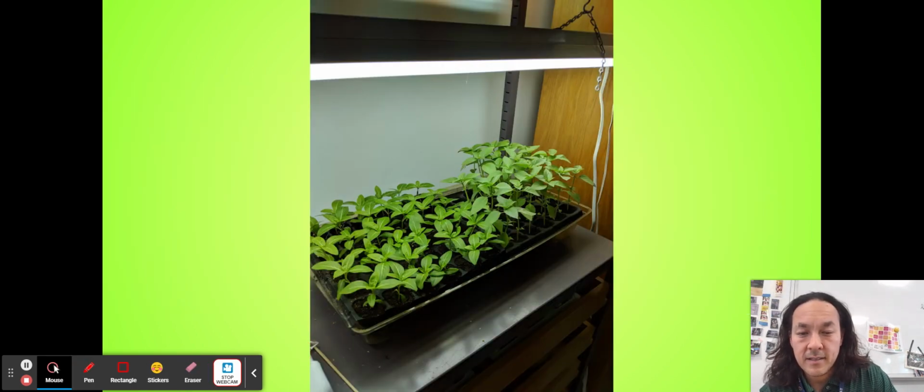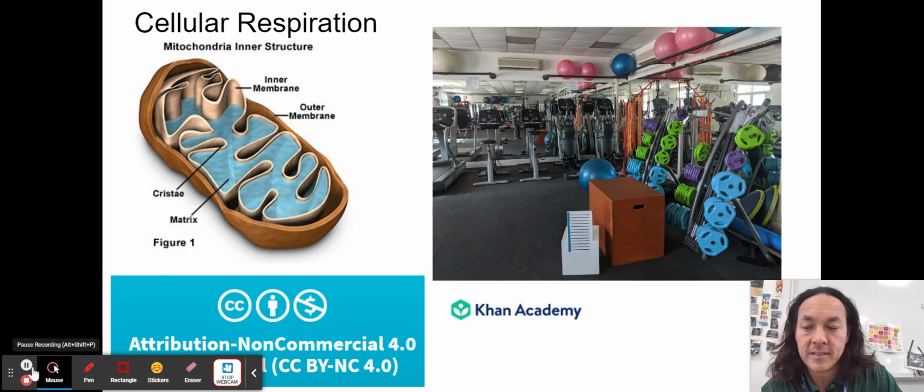Here's some plants. So if you take AP Bio, we'll get to play a lot with these and do transpiration labs. And we're getting ready to move on to cellular respiration. So go ahead and take a break. I'm going to take a quick one, and then we'll come back and crush this.